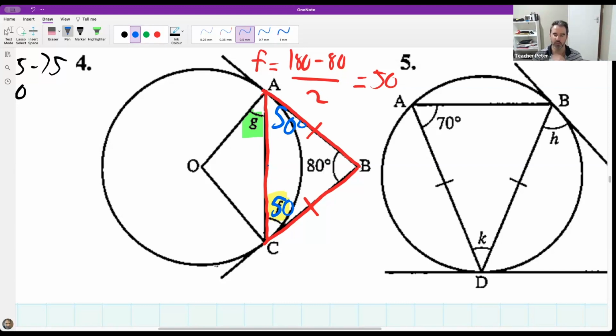Okay, well, what is G going to be? We now have to find a way to connect that triangle to the triangle on the other side.